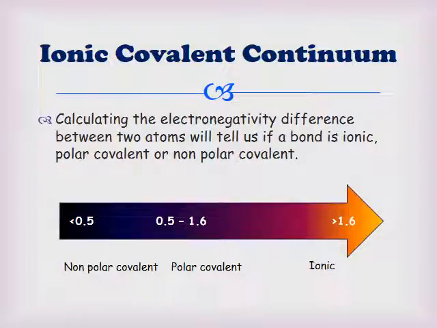So you must consider the bonding associated with ionic and covalent to be like a continuum, a spectrum. So calculating the electronegativity difference between two atoms will tell us if the bond is ionic, polar covalent, or non-polar covalent. So for example, if it's less than 0.5, it's going to be non-polar covalent. Between 0.5 and 1.6, polar covalent. And if it's greater than 1.6, it's going to be ionic.